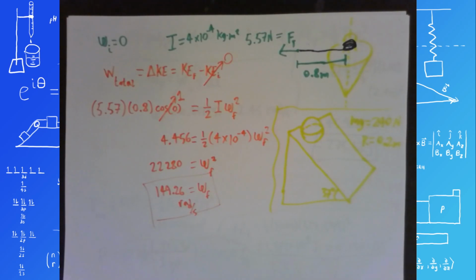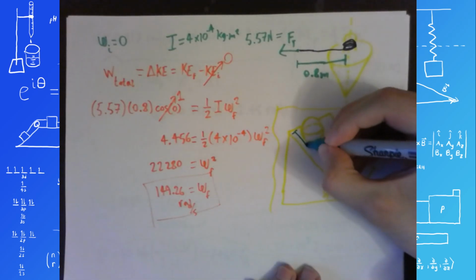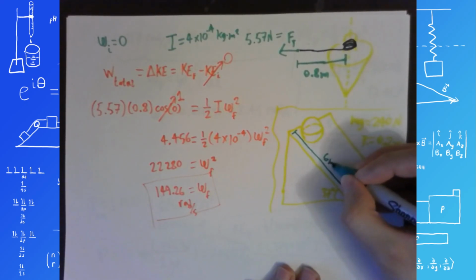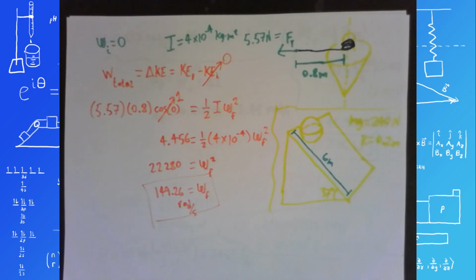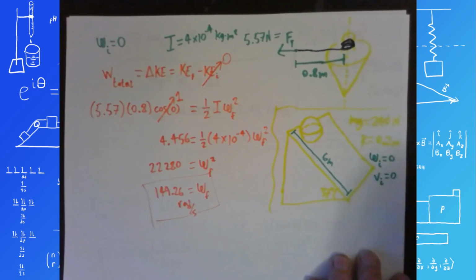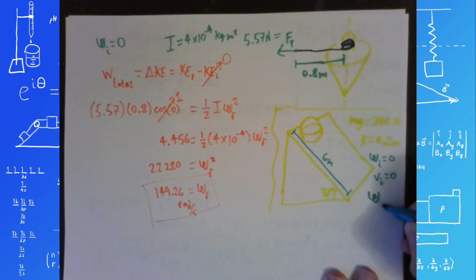That means that this is your 6 meters, which is not what we usually try to work with. It's asking what's the angular speed of the sphere at the bottom of the slope if it starts from rest. So we know omega initial is 0, and by extension v initial is also 0. And the question is, what is omega final?